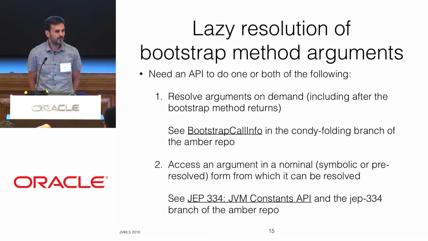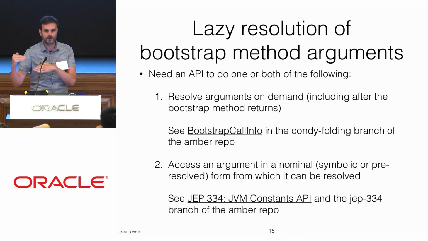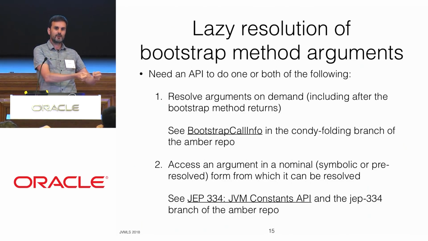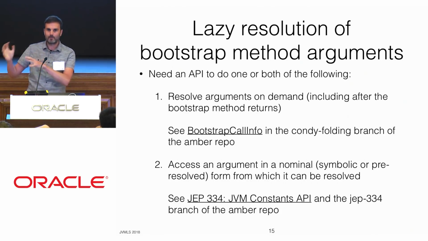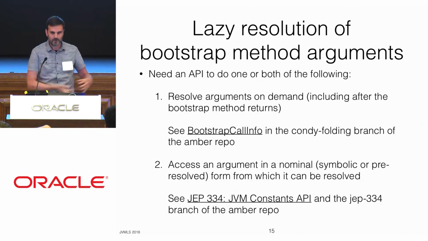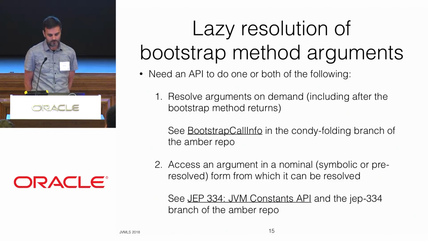So we need an API to do this, and we need one or both of the following to actually support this. So we need to resolve arguments on demand, including after the bootstrap method returns. Why should we just limit it to the scope of the bootstrap method execution? Maybe the constant you return holds something that is itself not yet resolved until you actually call on it and operate on the constant itself. So we can propagate the control of resolution beyond the bootstrap method invocation itself. You can see a prototype of this. It's called BootstrapCallInfo in the condy folding branch of the Amber repo.